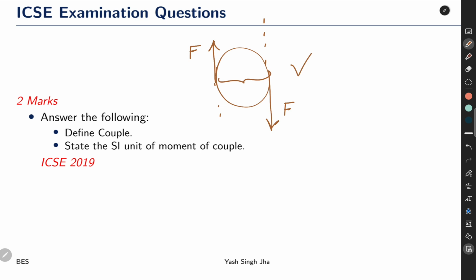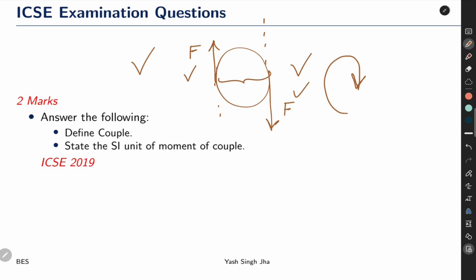Let me repeat. An arrangement of two equal and opposite forces. The forces should be equal but opposite. They should be parallel but not at the same point. Yeah, there should be a distance between them. Then what is produced is called a couple. A turning effect is produced, and that is a couple.